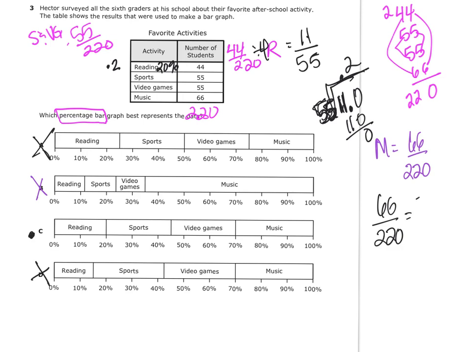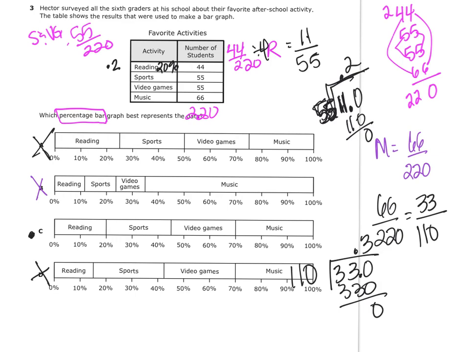We could do 2, so 33 over 110. Okay, now actually divide that out. How many times will that go in there? 3. So music was 0.3. Move your decimal 2 places to the right.